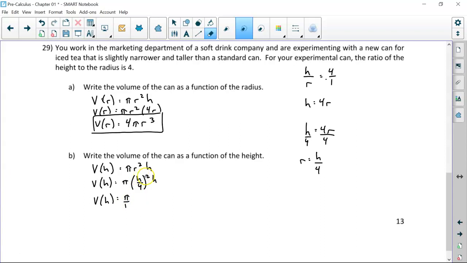And now it's H over 4 squared. So we square the numerator, we square the H, we get H squared. We square the denominator, 4 squared is 16, times H over 1. I'm just putting that as a placeholder, because now we multiply the numerators. Volume in terms of height is pi, H squared times H is H cubed, over 1 times 16 times 1, which is 16. And that's a function for the volume in terms of the height.